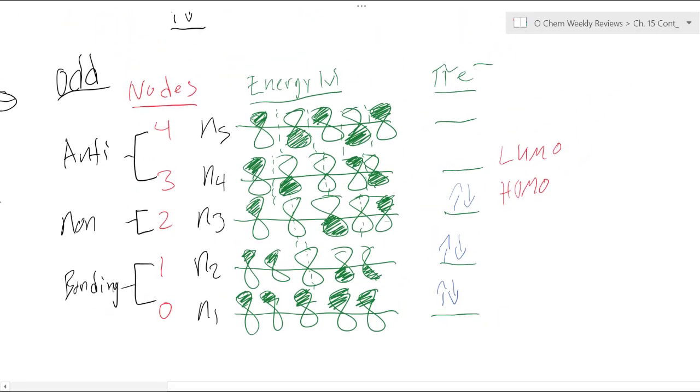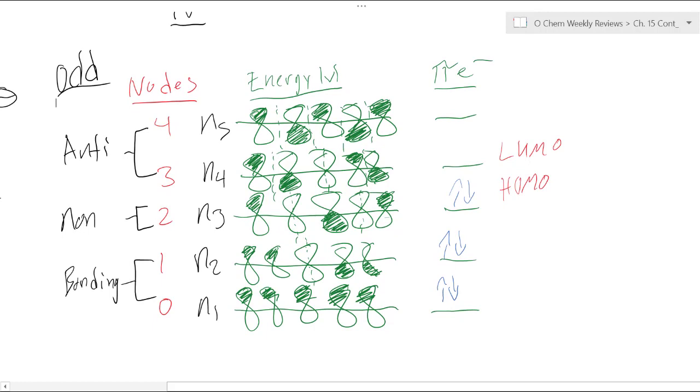And then we had 6 pi electrons, so we have up, down, up, down, up, down. So on the third energy level, that's our highest occupied molecular orbital, our HOMO, and our lowest unoccupied is our energy level 4. Now this bonding, non-bonding, and anti-bonding, I'm not sure how much you have to know about it, but essentially when we have an odd number of energy levels, your bottom half is going to be bonding, your middle is going to be non-bonding, and your top half is going to be anti-bonding.